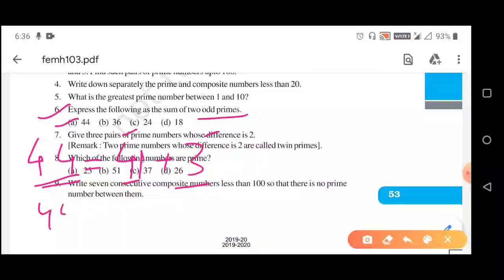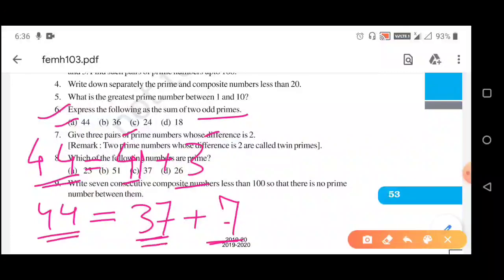Now 44 can also be written as 37 plus 7, where 37 is a prime number, 7 is a prime number, and both are odd primes. So 44 can also be written as 37 plus 7. Now I am doing question number D. 18. 18 can be written as 11 plus 7, where 11 and 7 both are odd primes.